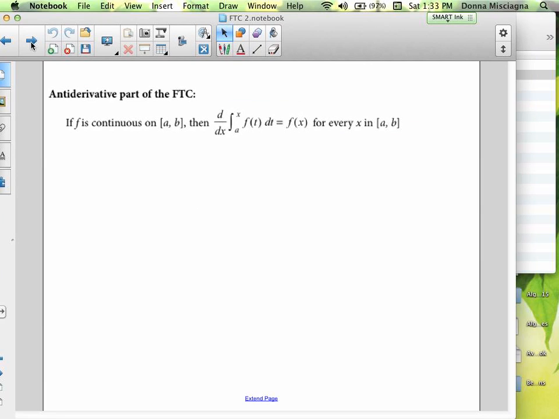The antiderivative part of the FTC: if f is continuous on [a, b], then the derivative of the integral of f(t) dt evaluated from a to x is going to equal f(x) for every x in [a, b]. Right? So that means that when we integrate, we get back to the original function. And if we were to take the derivative, we'd get back to the integral. And we're just going back and forth.